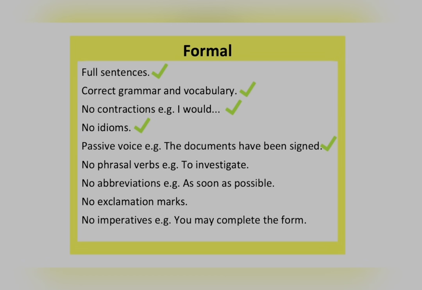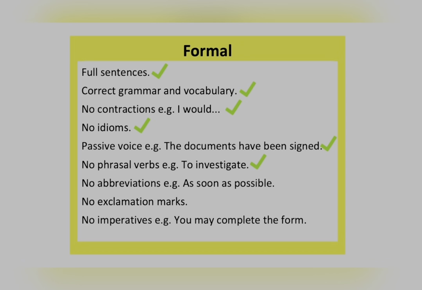Phrasal verbs are phrases that have a verb and a preposition or adverb. Phrasal verbs have a different meaning to the individual words themselves. We can use phrasal verbs in informal language. However, we don't use phrasal verbs in formal language. Instead, we use other words that mean the same thing. For example, instead of using the phrasal verb look into, I would use the words to investigate.